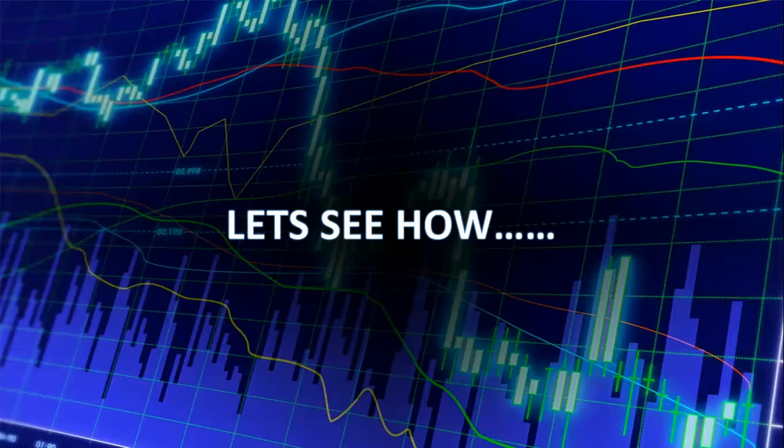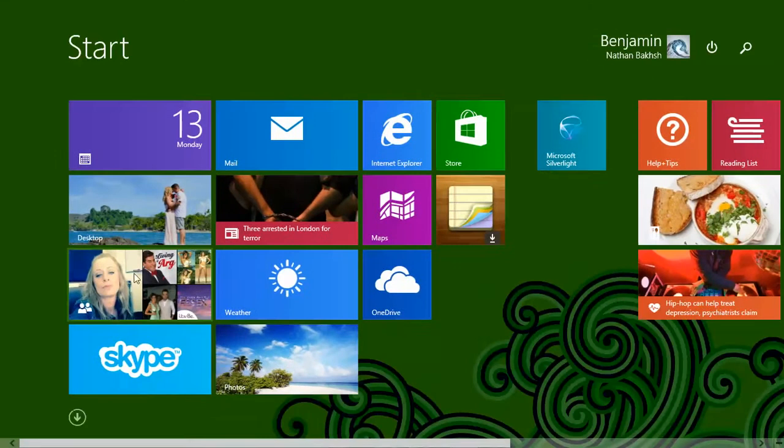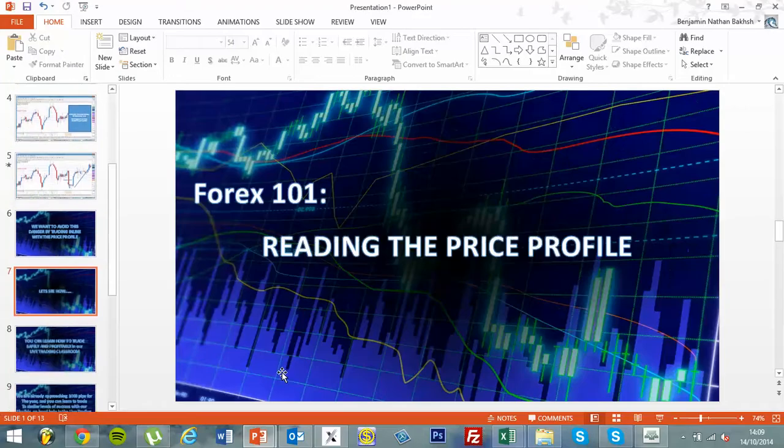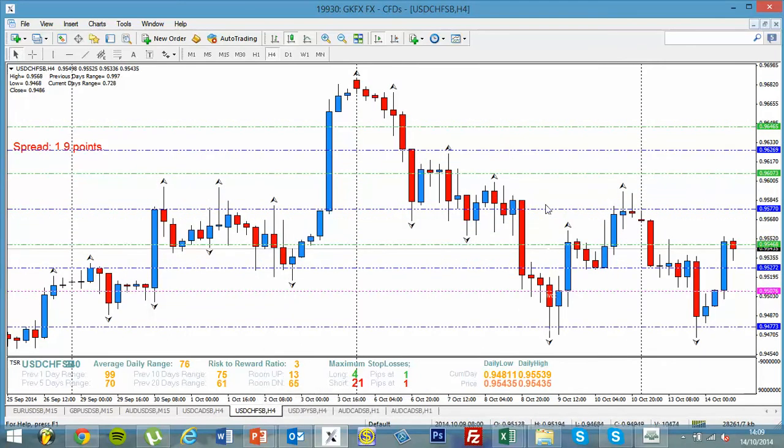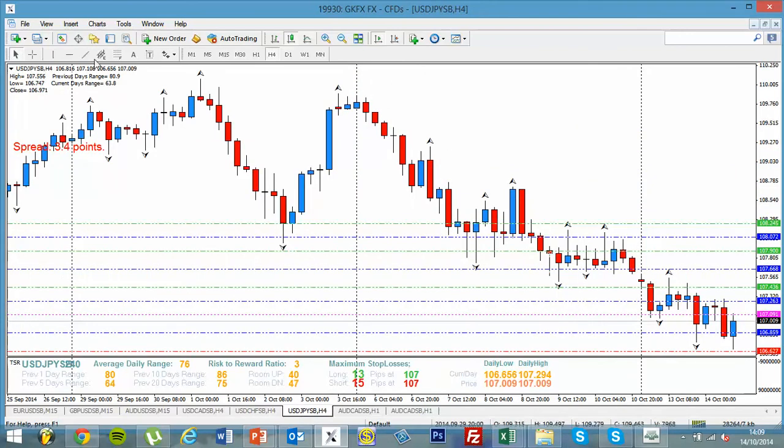So let's see how. We're going to go to the charts very quickly. And I'm going to show you a very simple method to read the price profile at any given time on any chart or any currency. Now, I know straight away we're looking at the dollar CAD, the thing's up, so I wouldn't want to be selling. I'd only want to be looking at buys. Dollar Swiss at the moment is heading into a little bit of a range. Dollar yen very clearly down. So how do I know this?